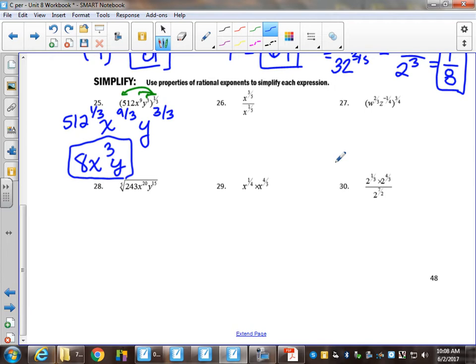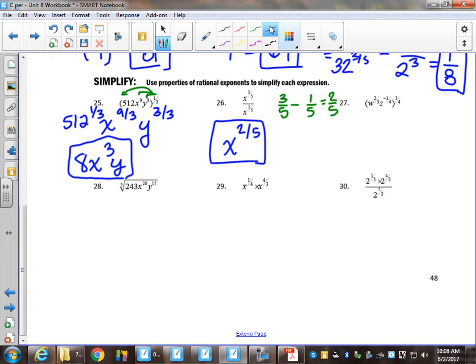What are we going to do with the exponents here? Can I subtract? Do I have the same bases? Yes. So we can do 3/5 minus 1/5. Why can I do my subtraction right away? Common denominator. 27. Do I need common denominators in 27? No. Why not? I'm multiplying.